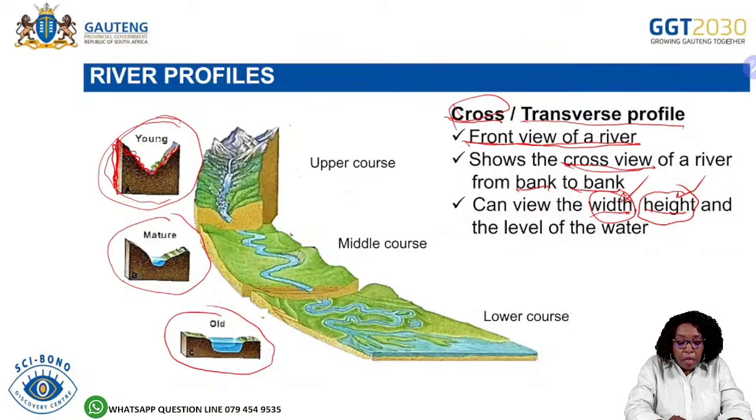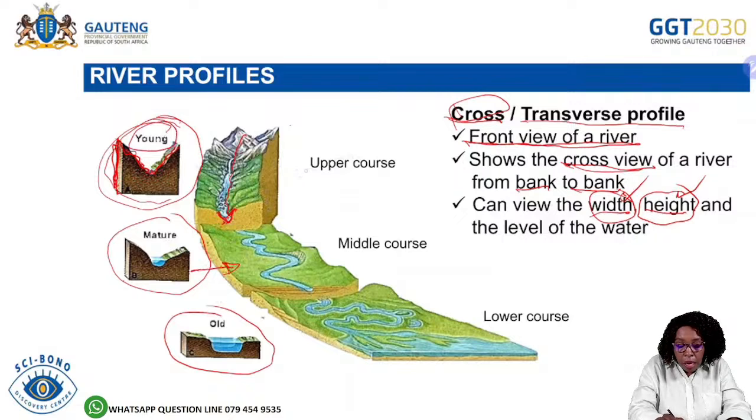Okay, so as I've indicated, it's as if you're standing in front of the river. The river is flowing in that direction, and you are viewing the river from the front of it. So from this, we can see the valley is very narrow at this point. Okay, then relative to that, we are now looking at the mature stage of the river.